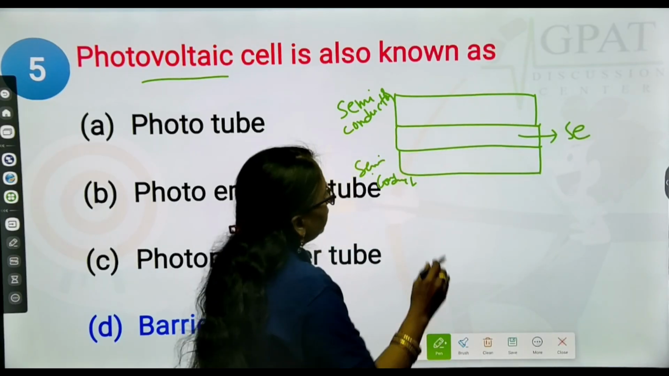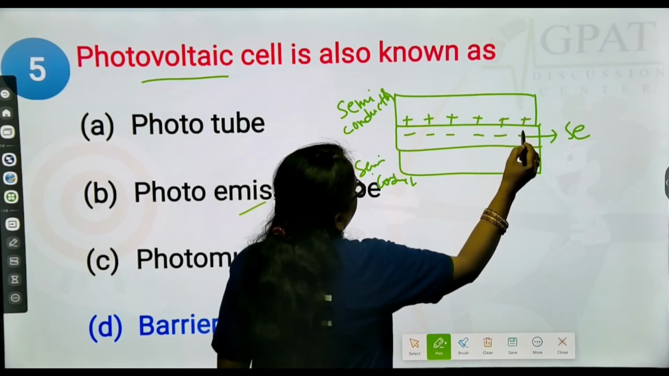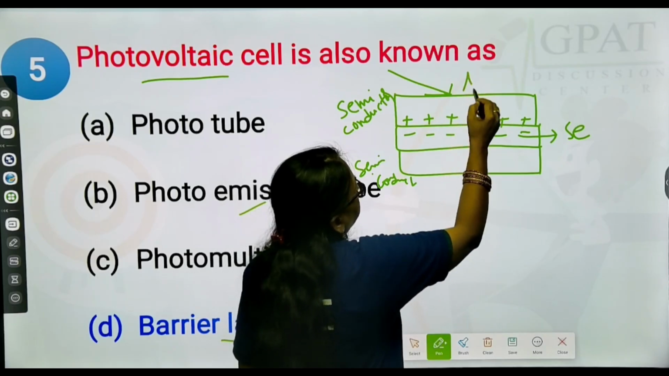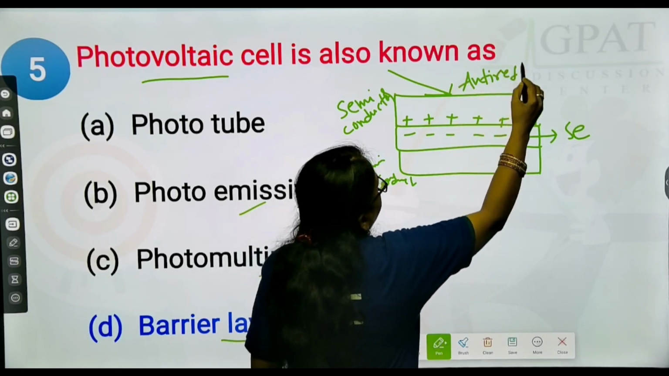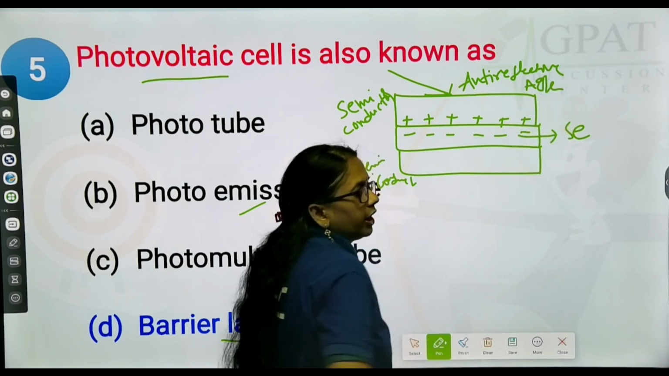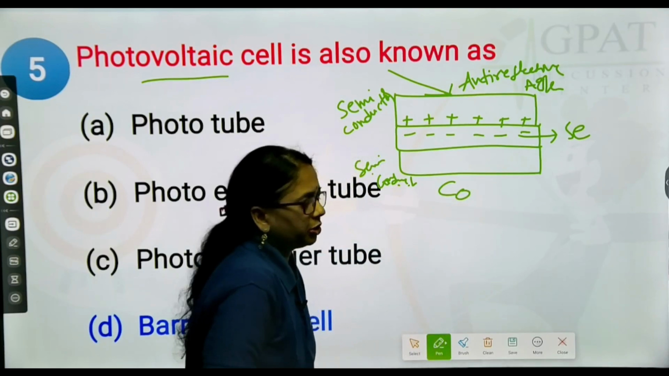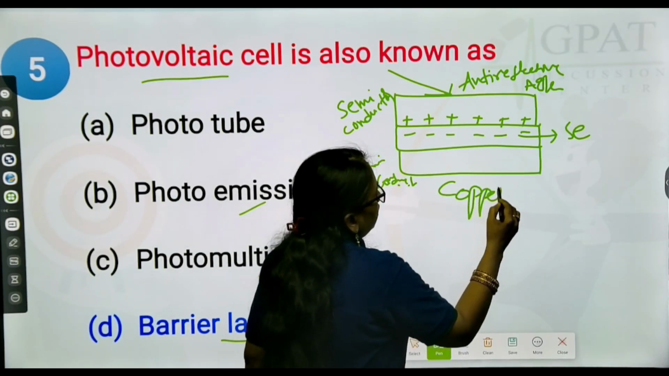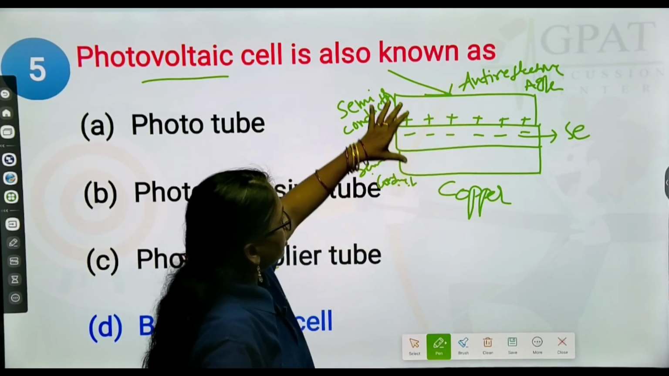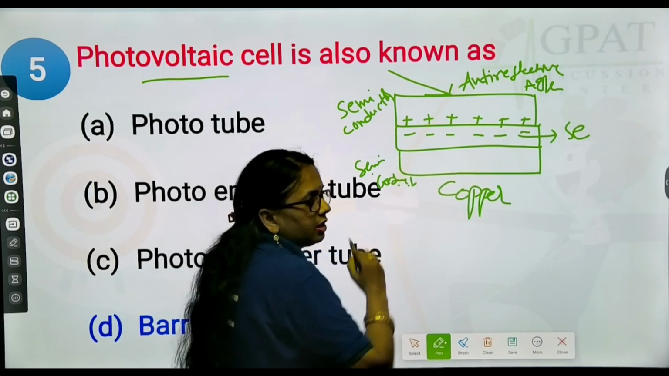Okay. So whenever the light rays reach this surface, anti-reflective glass is used here, along with semiconducting material like silver or gold, and another semiconducting material, generally copper. Okay. So photovoltaic cells are also called barrier layer cells, which means the two metal layers are interconnected with the selenium layer.